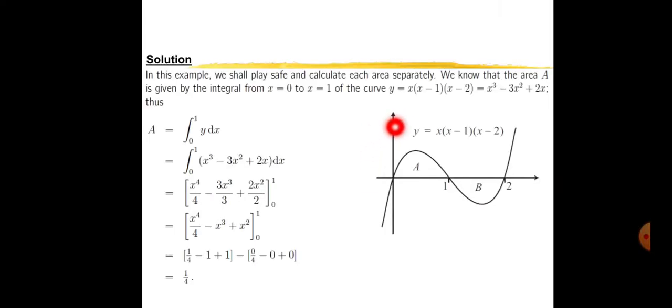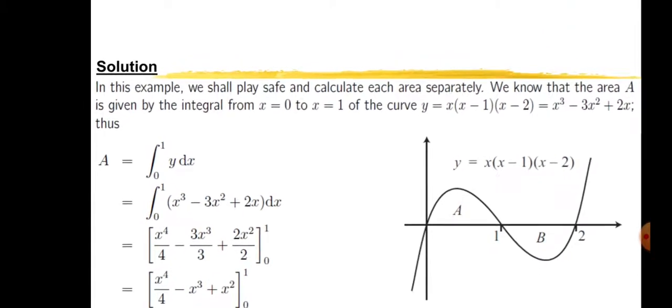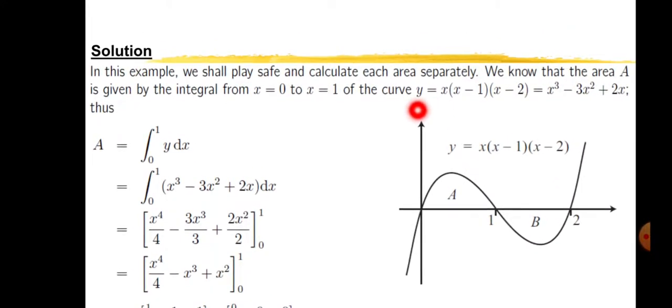Another example, find the area under the curve, or between the curve and the x-axis. So we have to find the points of intersection between this curve and the x-axis. Suppose that y equals 0, so solve this equation, and the solutions or the roots are x equals 0, x equals 1, x equals 2. So the area under the curve here is divided into two parts. The first area from 0 to 1 and the second one from 1 to 2.